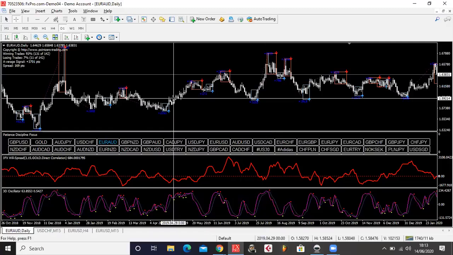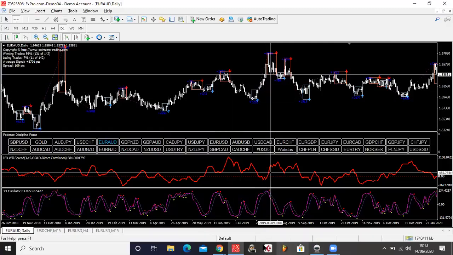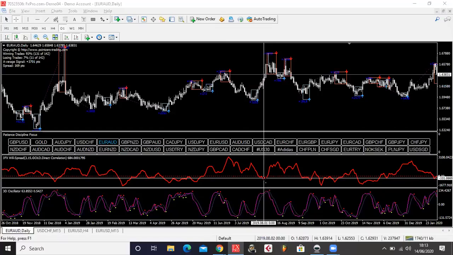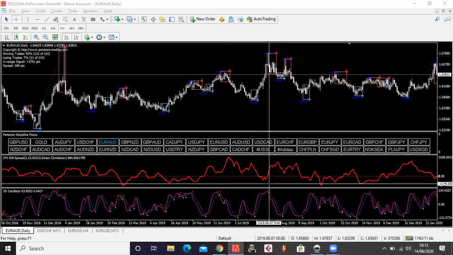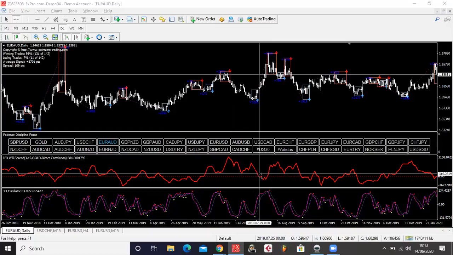So basically, what happens is we want to pick only the tip. We want to pick the tip. So let's say, for example, here. Now, this gives a sell signal right here. Now, the sell signal has already occurred on the PZ.